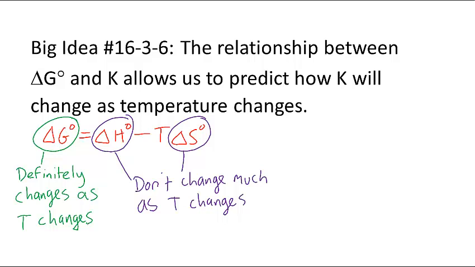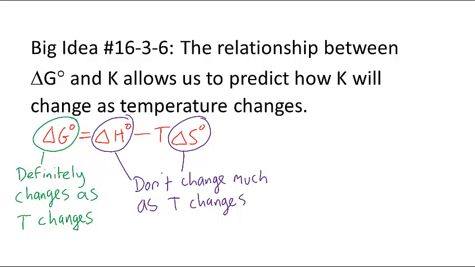So if we know delta H naught and delta S naught for a reaction, we can find out what delta G naught will be at any given temperature. And then we can find out what the K value will be at any given temperature. So one application of this whole thing is we can figure out if I increase the temperature from 25 degrees Celsius to such and such, what will the new K value be? If I decrease the temperature, what will the new K value be?